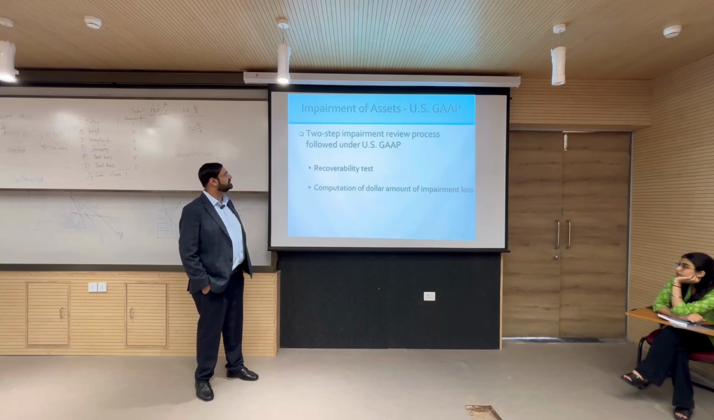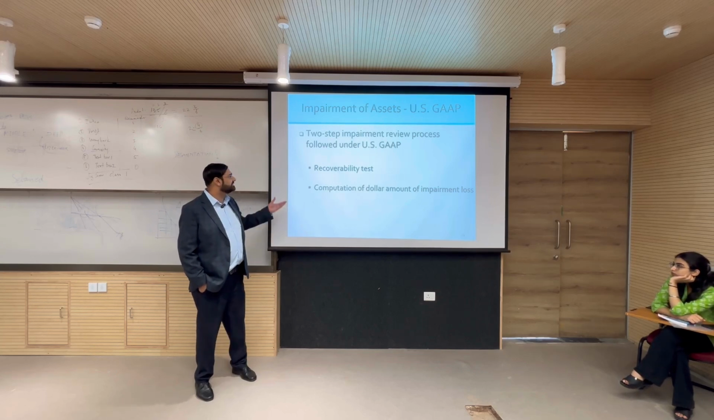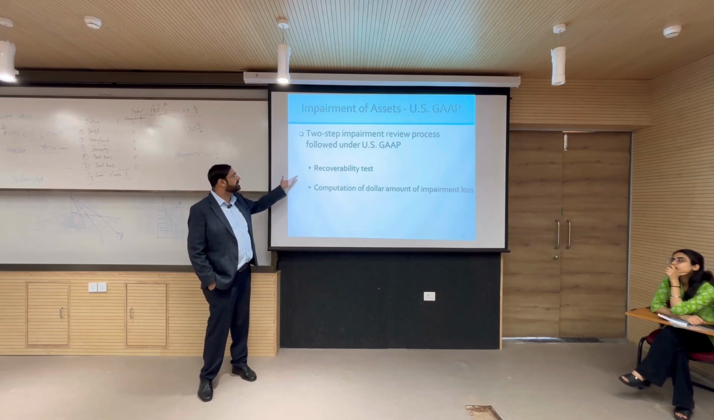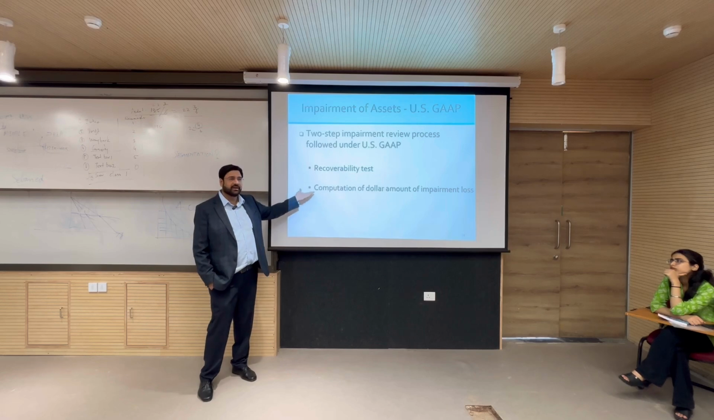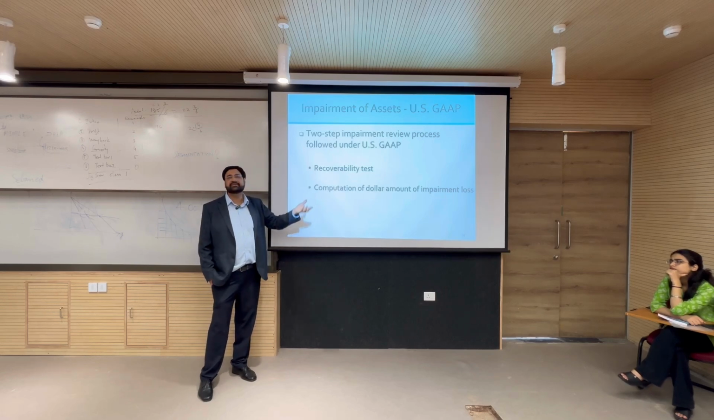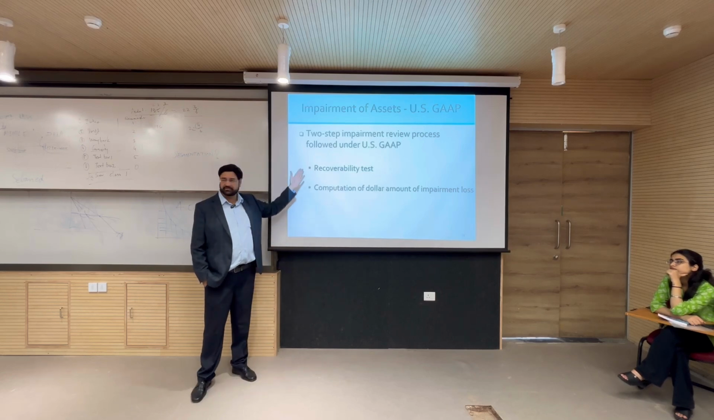Let's ignore this. See, it's a very simple thing. Two-step impairment review process under US GAAP is recoverability test and computation of loss. So the loss had to be recognized anyway. Recoverability test is basically what can we recover. Go to the next slide.